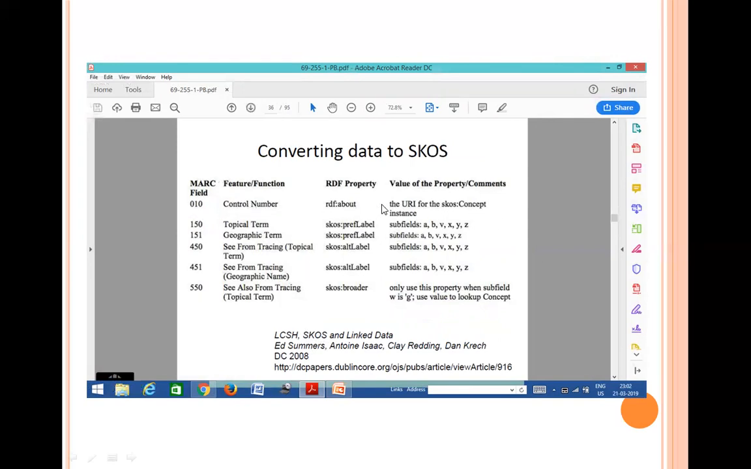See, RDF is about the particular data. Topical term, they say preferred label with the subfields. Geographical term, we have preferred label. See reference, we are having alternative label. See also reference, we are having broader term. So, see, any kind of knowledge organization system can be mapped to a Simple Knowledge Organization System.